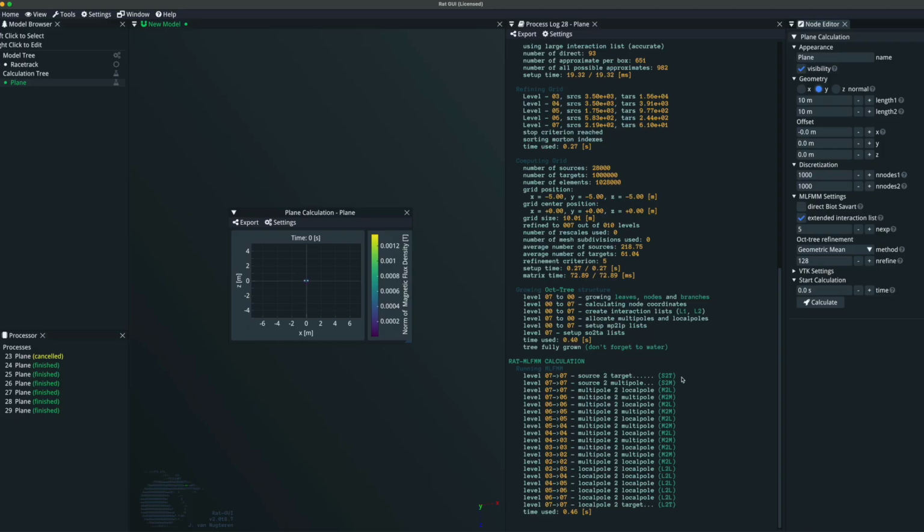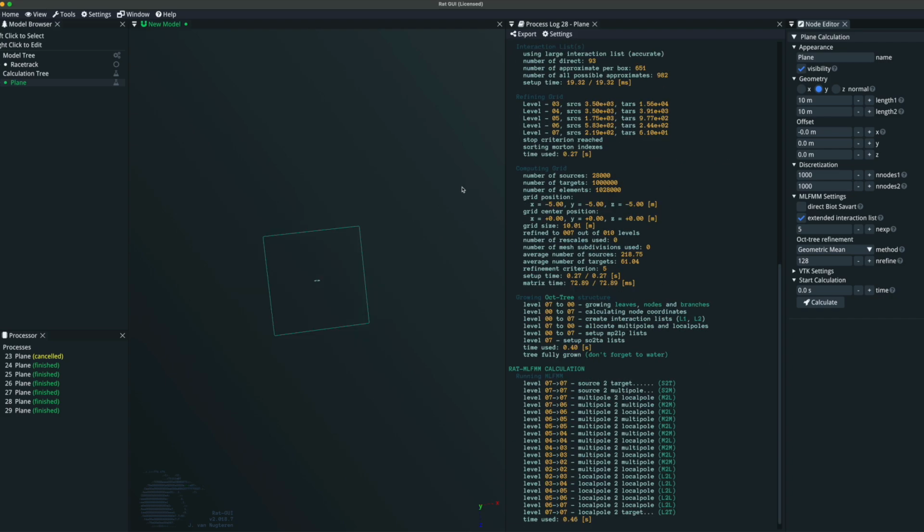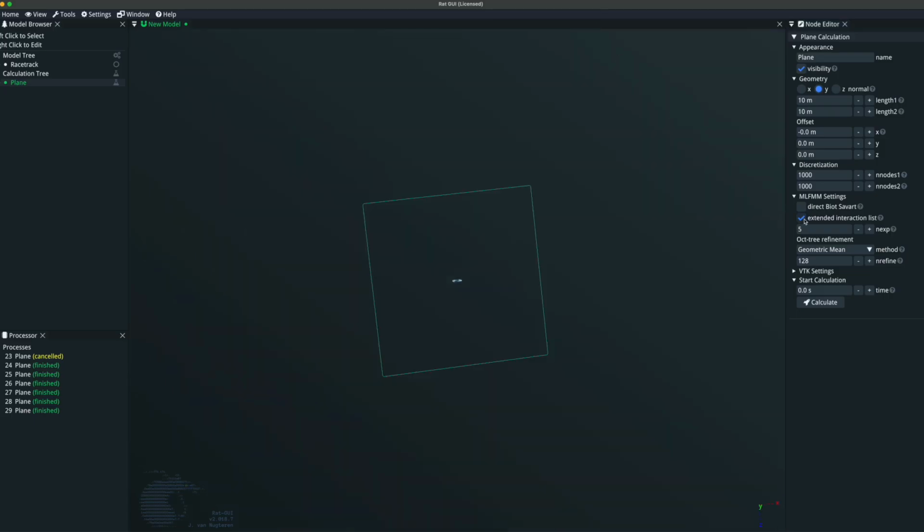Also, we talked about the actual multipole method, how it goes from source to multipole, multipole to local pole, multipole to multipole, and so on. It does that for all the levels and then back. So this is how it moves up and down the tree for these different multipole steps. And that is the logger explained. So the important settings are basically the extended interaction list and the number of expansions.